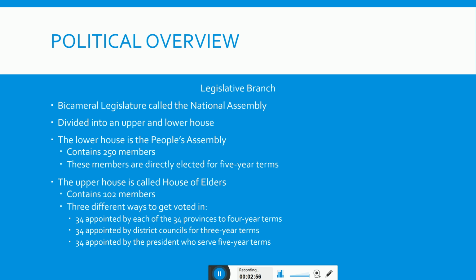So 34 are appointed by each of the 34 provinces to 4-year terms. Another 34 are appointed by district councils for 3-year terms. And the last 34 are appointed by the president, and they also serve 5-year terms alongside him and his vice presidents.